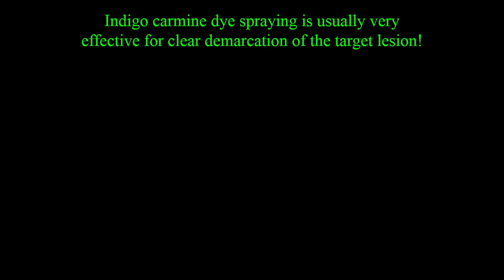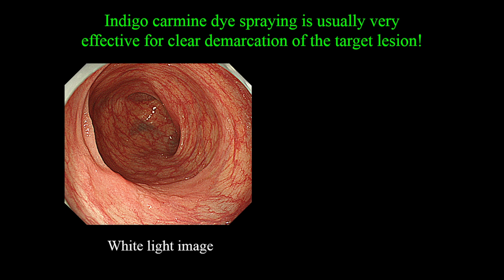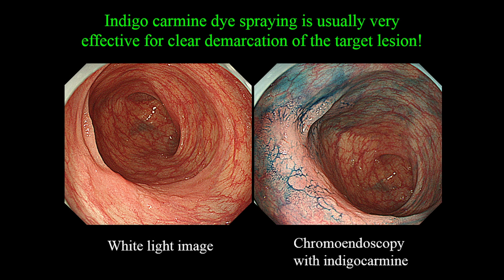Basically, indigo carmine dye spraying is a very simple but very useful, effective technique for the demarcation of the target lesion. This is the white light image again. Then, if we spray indigo carmine, it turns out to be very clear. Surprisingly, this region had already spread nearly half circumferentially. So we had better spray diluted indigo carmine if you find some suspicious area.